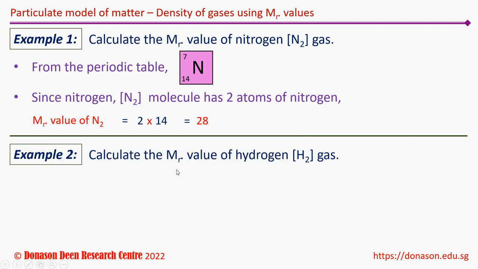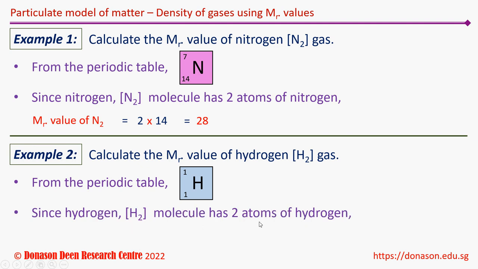So let's look at another example. How about hydrogen gas? Look through the periodic table and look at hydrogen. You see hydrogen has got 1, 1. So the relative atomic mass is 1, and the relative atomic number is also 1 in this case. Do not worry about the relative atomic number, but the relative atomic mass is 1. And just like nitrogen, hydrogen is also a diatomic gas. Since the hydrogen molecule has 2 atoms of hydrogen and each of them has a relative atomic mass of 1, the MR value for hydrogen would be, we take the 2 and multiply that by the relative atomic mass of hydrogen, that's a 1.